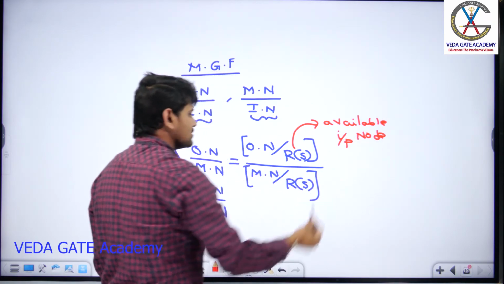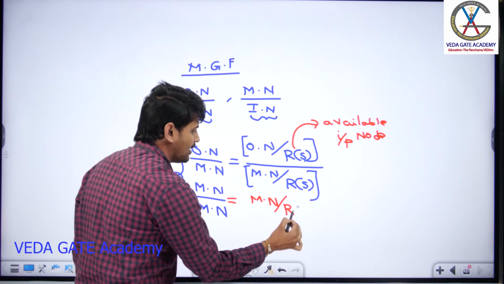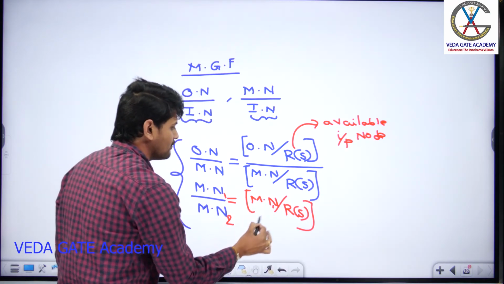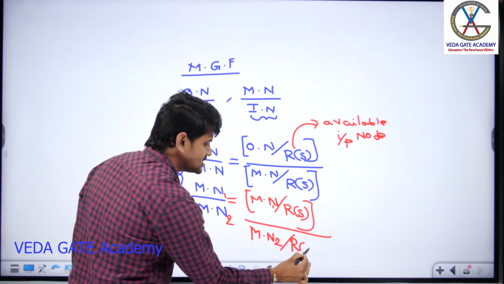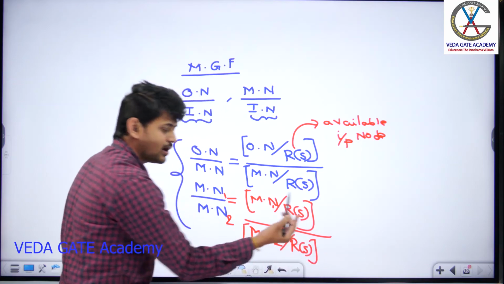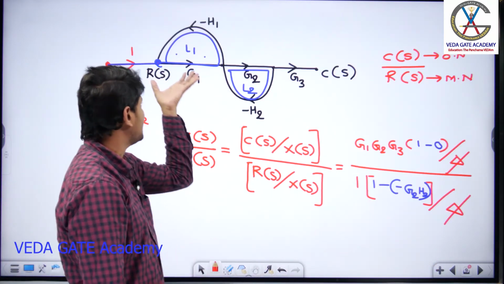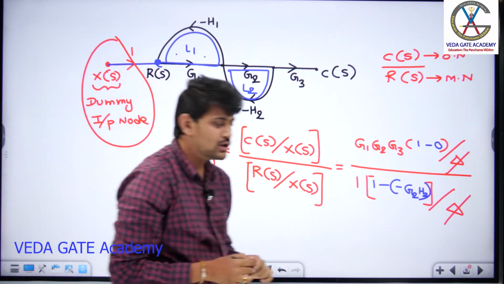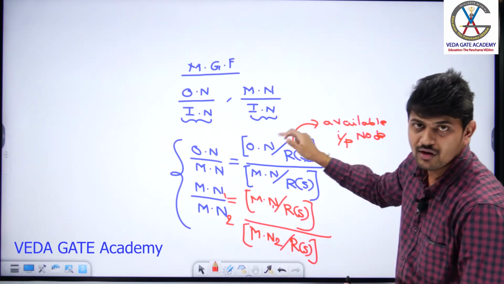Suppose, even here also, I need to write this as mixed node 1 divided by R of S, divided by mixed node 2 divided by R of S. This is the way we have to rewrite the expression. Are you following what I am conveying? Suppose there is no available input node in the shown graph, you need to create a dummy input node. What do you have to do? You need to create a dummy input node, and rewrite the expression in terms of the dummy input node.